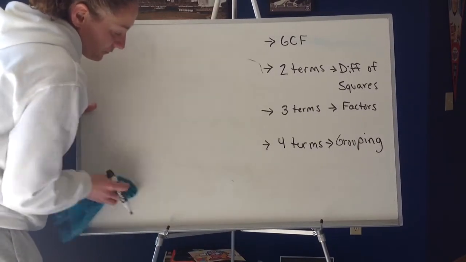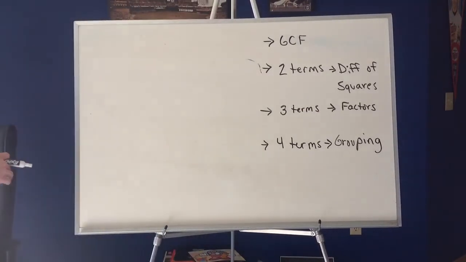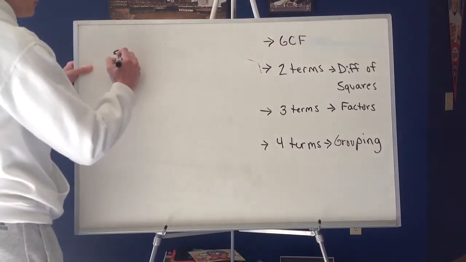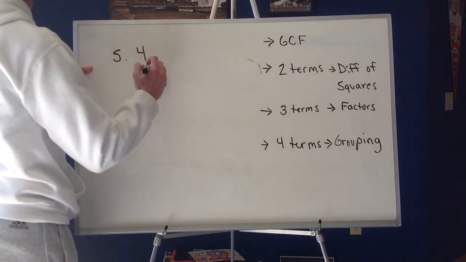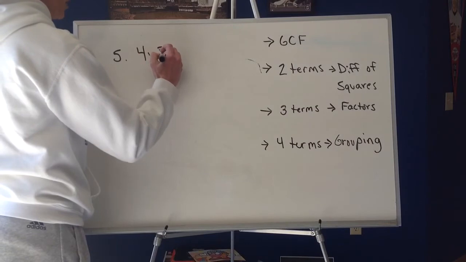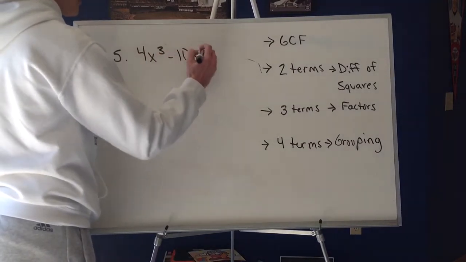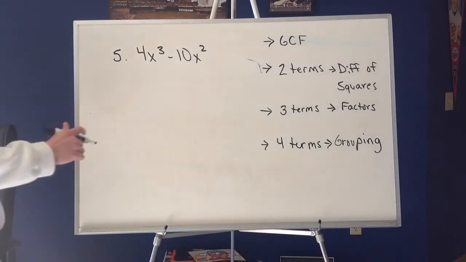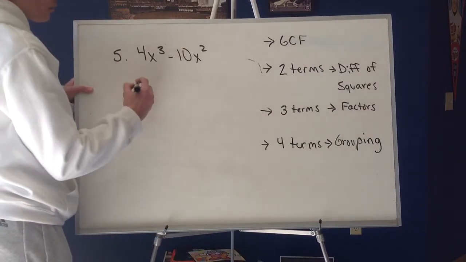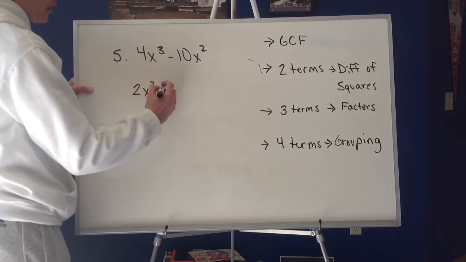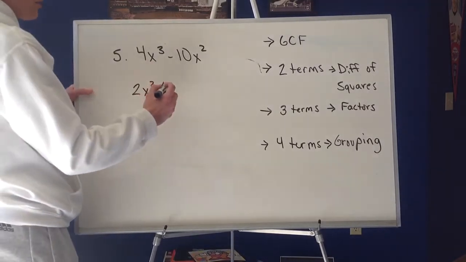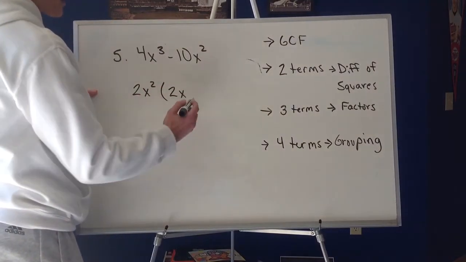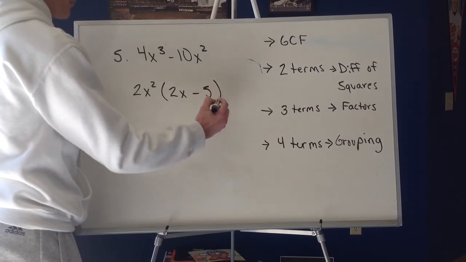All right, so one more I want to do here with you guys. So for 5, this one's a little unique, and we haven't done ones like this in a while, so I just want to make sure we talk about it. Okay, so again, look GCF first here. I do have a GCF. I can take a 2 out, and I can take an x squared out. So if I take a 2x squared out, I'm left with 2x minus 5.